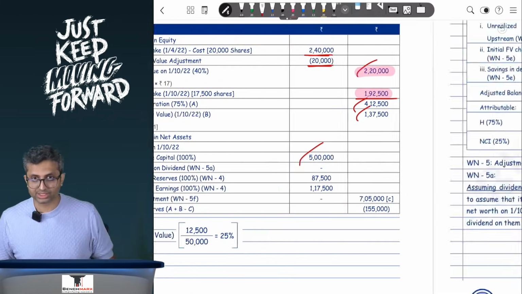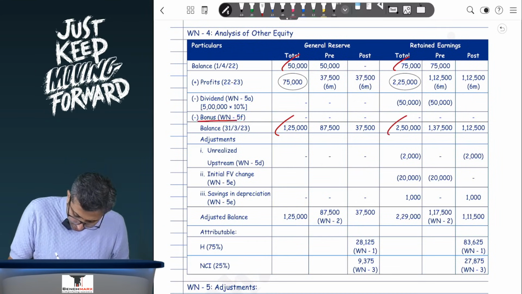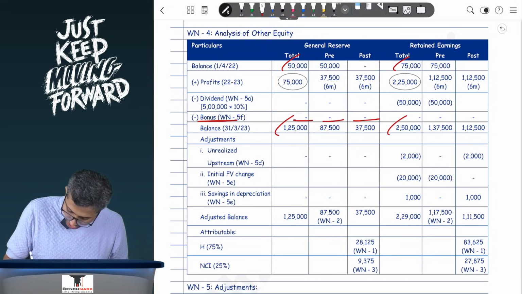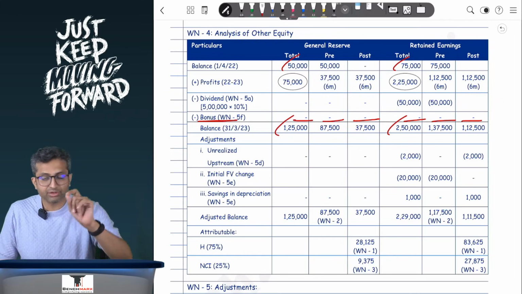Then you go to the reserves. When you go to the reserves, you will take the total general reserve. The balance at the start is 50, 75, closing is 1,25,000 and 2,50,000. See, the effect of bonus has been ignored, and hence I have not taken it over here because it has not come in the books. It has not come in the books. Dividend is there in the books.